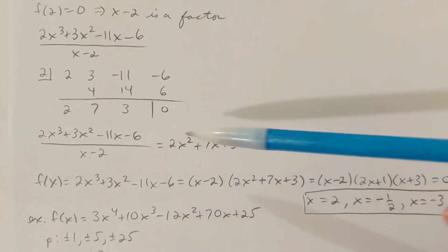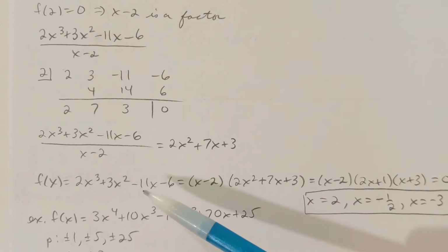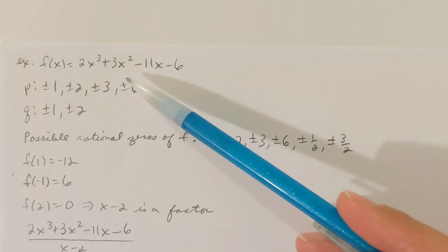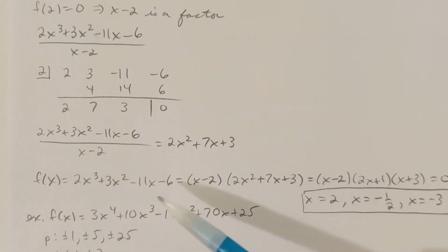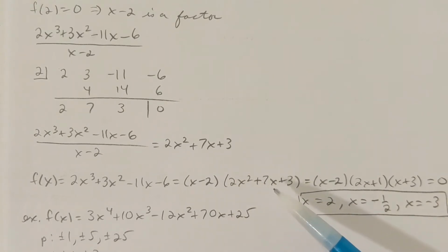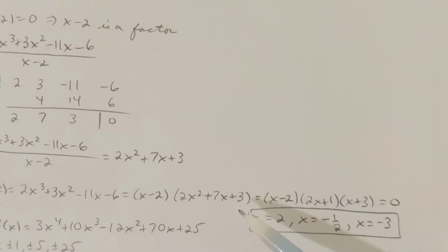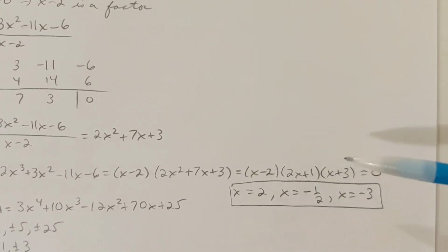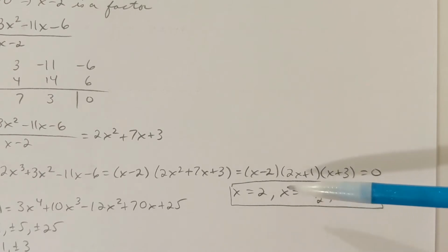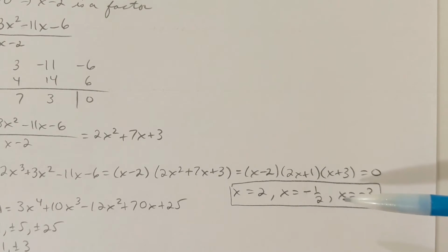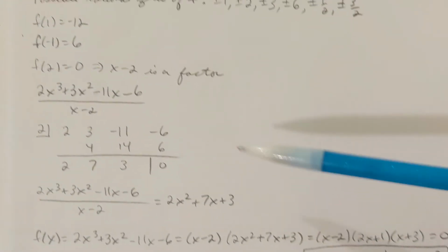F of x is 2x cubed plus 3x squared minus 11x minus 6, and that's what I got there for f of x. I've started to factor this. Okay, x minus 2 times 2x squared plus 7x plus 3. 2x squared plus 7x plus 3 factors further as 2x plus 1 times x plus 3. x equals 2, x equals negative 1/2, and x equals negative 3 are the 3 zeros then.